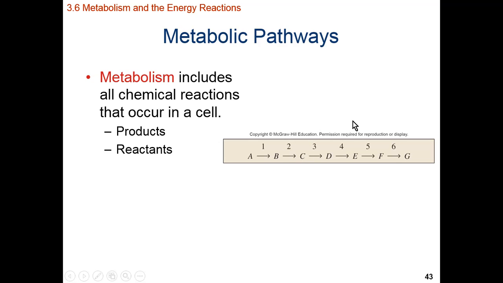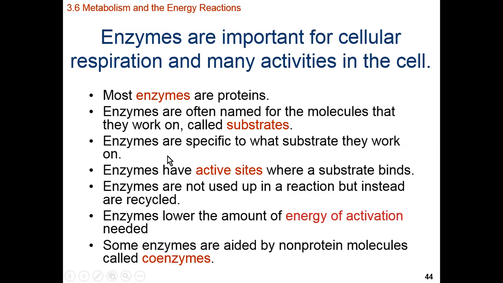What we can see here is a metabolic pathway. We have 6 chemical reactions where the product of one chemical reaction is the reactant for the next. If we look at chemical E right here, chemical E is the product of chemical reaction number 4 and a reactant in chemical reaction number 5. Chemical E was made by reaction number 4 and goes into reaction number 5. Products are made by the chemical reaction, reactants go into the chemical reaction.